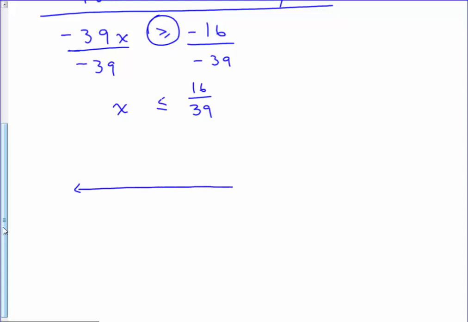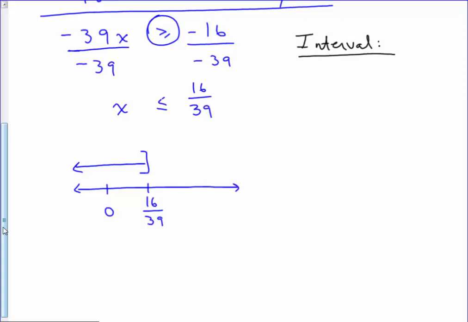If we were asked to graph this question, you would have 0. 16 over 39 would be to the right of 0. We notice that this is x is less than or equal 16 over 39. So our graph would go to the left, and then the 16 over 39 would be included with a square bracket. Even though this question doesn't ask us to graph, the graph helps write our answer in interval notation.